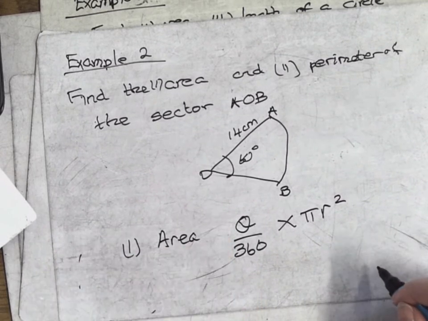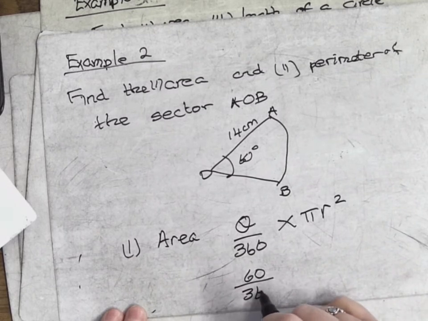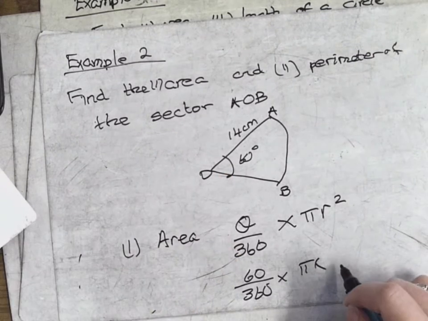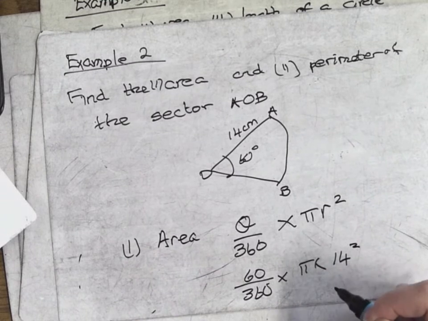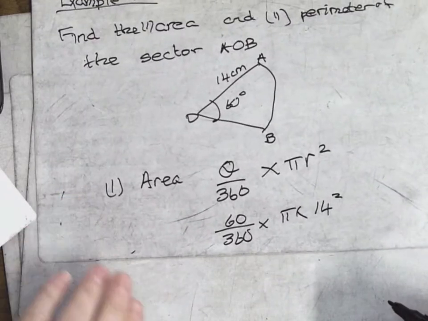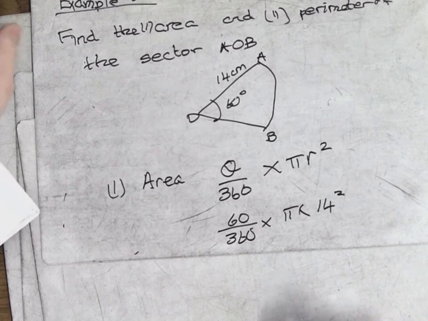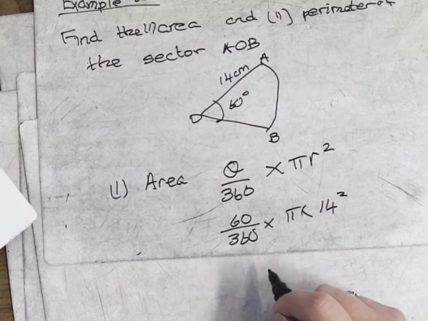So what's theta here, please? 60. So it's 60 over 360 multiplied by pi, and this time they did tell me the radius, so multiplied by 14 squared, right? Off you go into your calculator with that. Your answer will come up in terms of pi first, right, and S to D it. So I'll just get the answer in terms of pi also. So it's 14 squared. 98 over 3 pi.